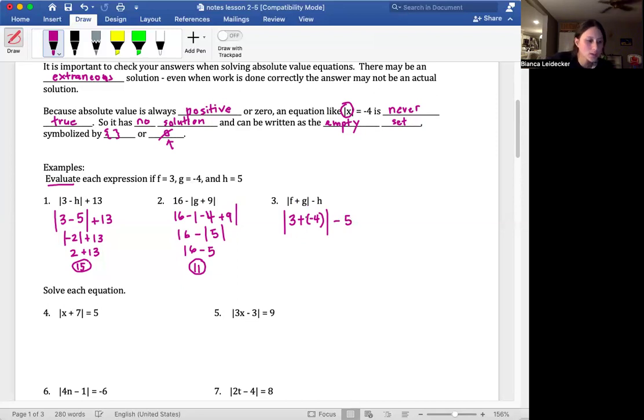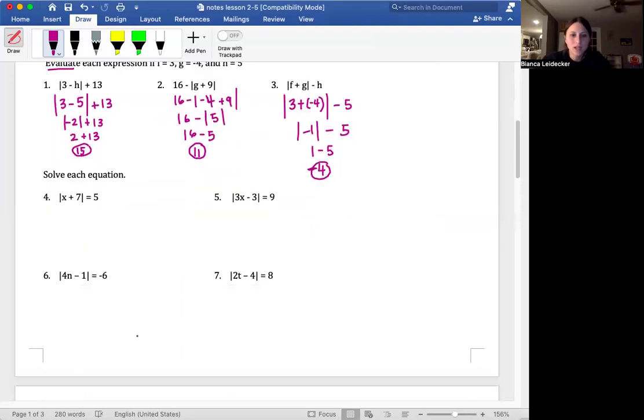I'm going to work out what's inside here. 3 plus negative 4 is negative 1. So I'm going to write this in absolute value first, minus 5 outside the absolute value, and then the absolute value of negative 1 is 1, minus 5. So 1 minus 5 is negative 4. And in this case, my answer is negative 4 because when I worked it out and then subtracted the 5 that was outside the absolute value, it was negative 4.